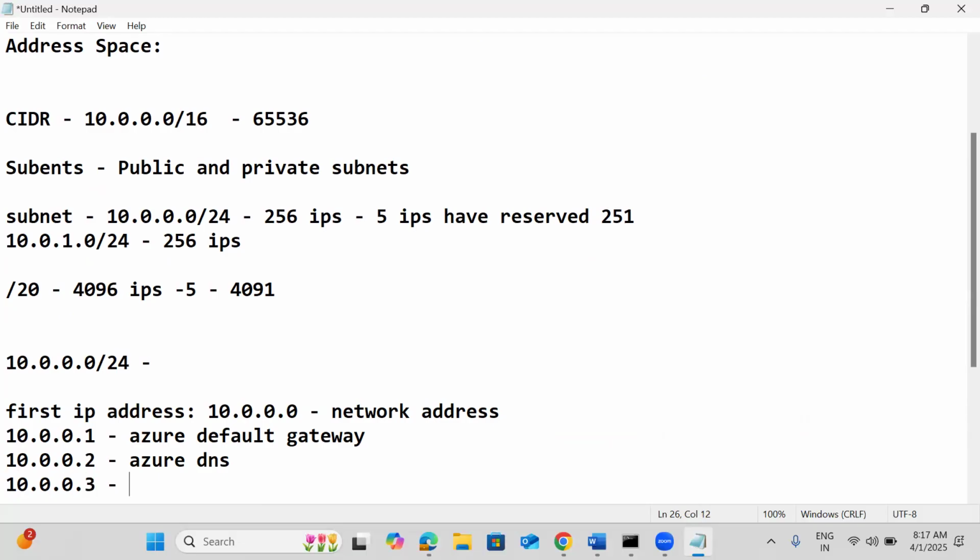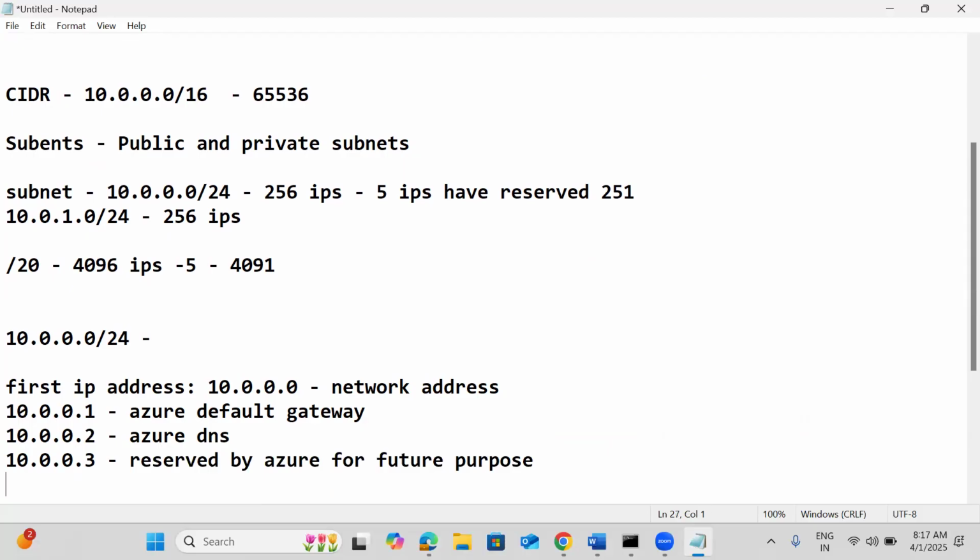Then 10.0.0.3 has been reserved by Azure for future purposes. And the last IP address, 10.0.0.255, is the last address in that subnet, used as the broadcast address. Broadcasting means sending a message to all the VNet resources, but by default Azure does not support broadcasting in its network, yet that IP has been reserved.